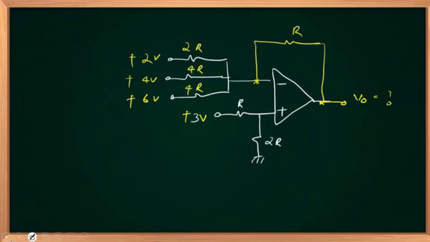Let us get into one more numerical problem based on my inverting summer. I have a circuit like this. You are asked to find out the value of V out. I'll give you 2 minutes. You can comment on your answers.